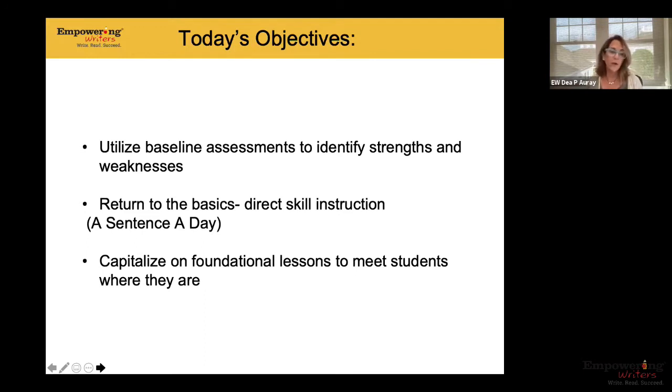We even went so far as to include, as part of this webinar today, 4 weeks of a sentence a day. The reason why we did that is because we've heard from a lot of teachers that their students were even struggling with sentence development, having lost so much time in the classroom. And then we're going to revisit the whole idea of, what are those foundational lessons that we do so often, and how can we use them to really meet the needs of our students and where they're at.